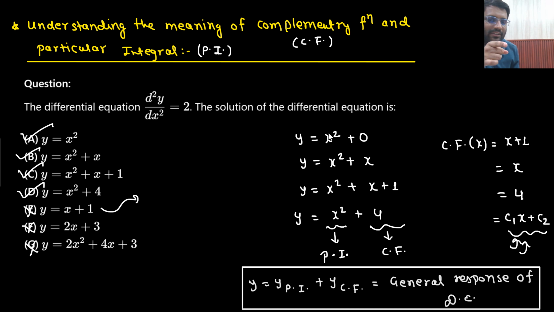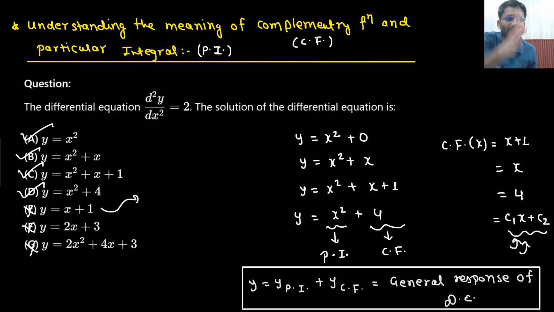So 2 will be given by x square. y equals x square will give you 2. And these terms will give you 0 eventually. This will also give you 0. So the point is that this term will give me 2, so 2 plus 0. This will give me 2 plus 0.